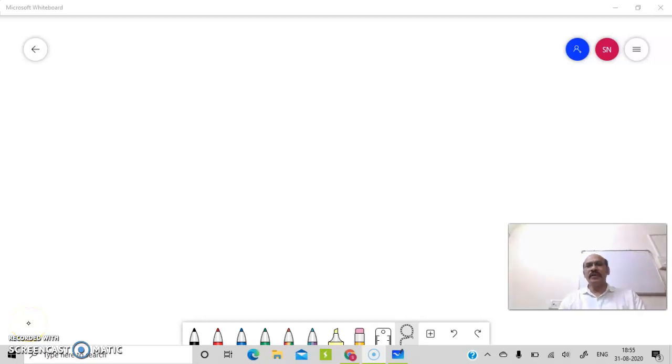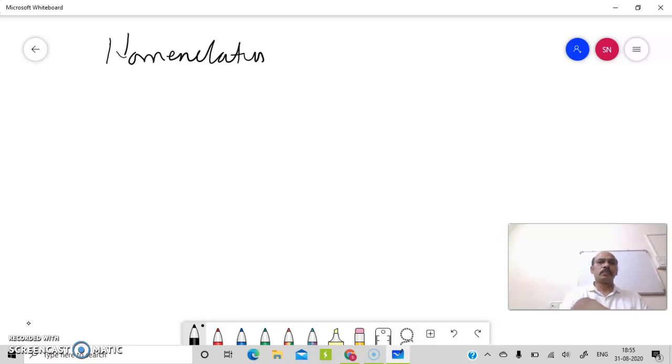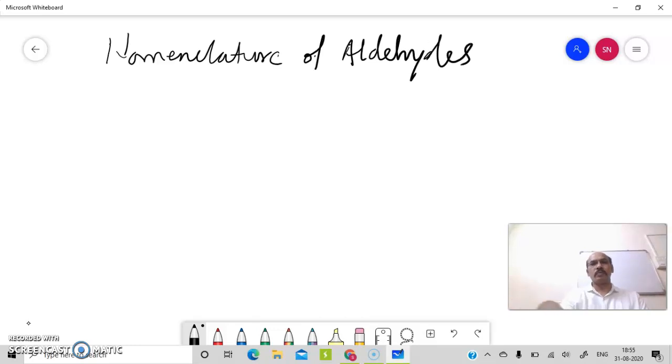Students, today we will see nomenclature of aldehydes. For the nomenclature, you should know what kind of structures those molecules have. If you remember, there is a C double bond O connected to hydrogen as a functional group in the case of aldehyde. It is called an aldehydic carbonyl group.